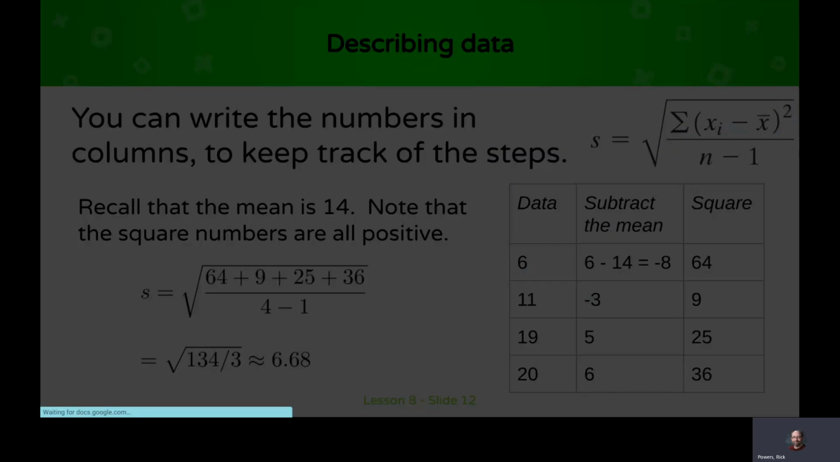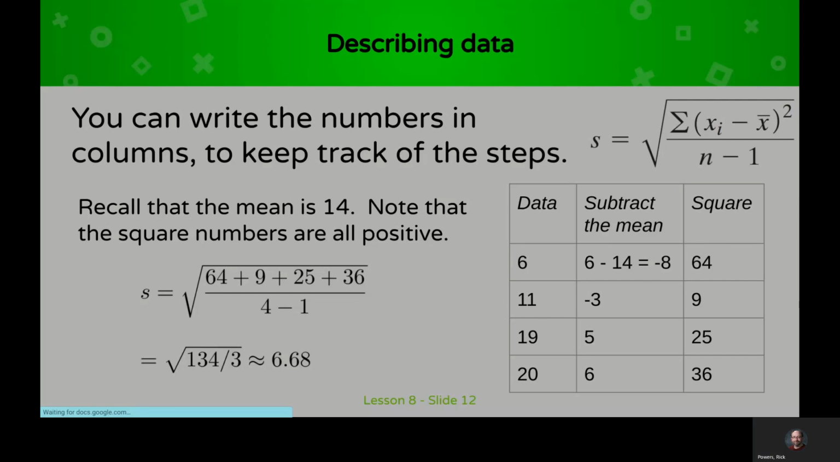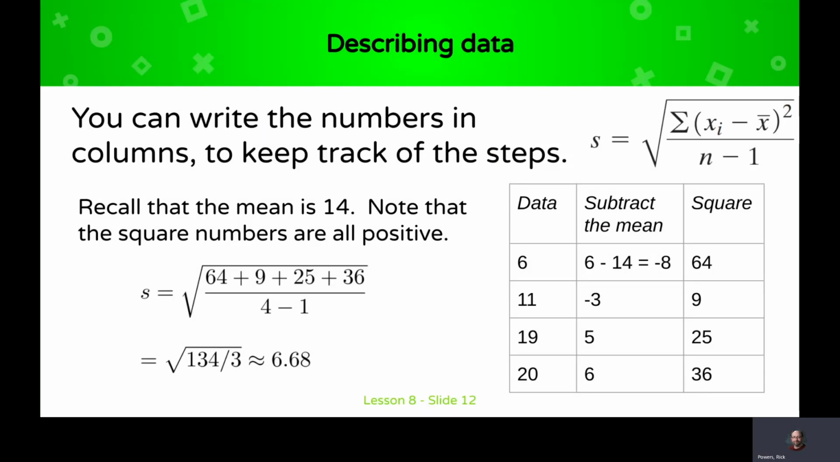You can write the numbers in columns to keep track of the steps. Recall the mean is 14. Note that the squared numbers are all positive. Data values 6, 11, 19, 20. Subtract the mean, subtract 14 from each data value: -8, -3, 5, 6. Square those numbers. Square of -8 is 64, square of -3 is 9, then 25, 36.